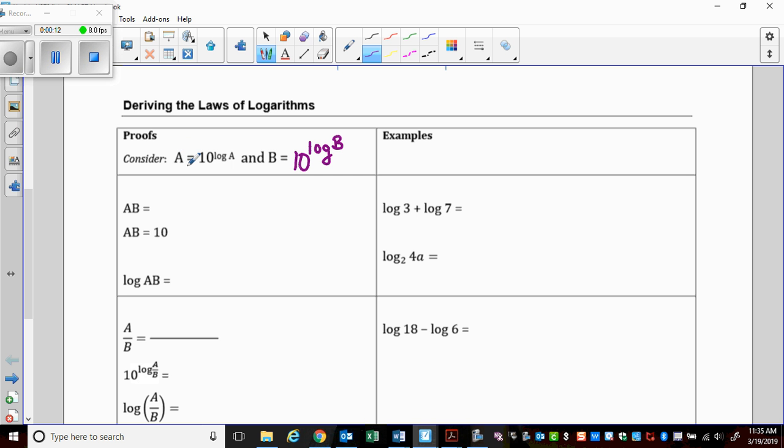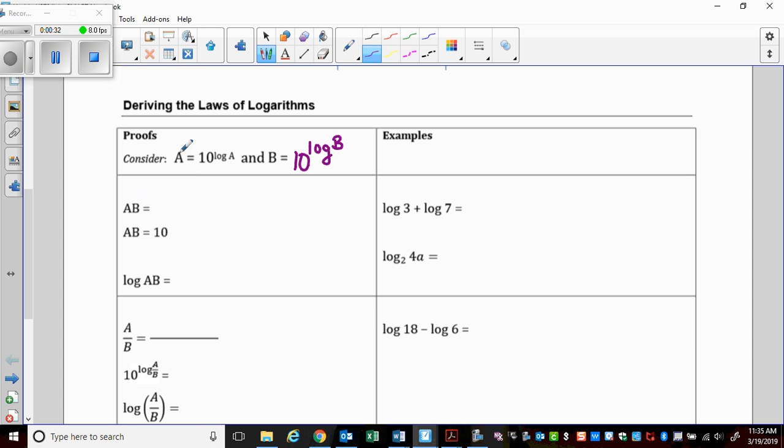So we're going to say consider A is 10 to the log of A and B is 10 to the log of B. Remember, as long as the log has the same base as this whole number, then they will cancel and you'll just get B. And we're going to prove some of these properties of logs.